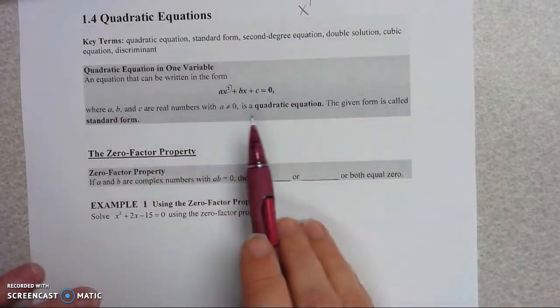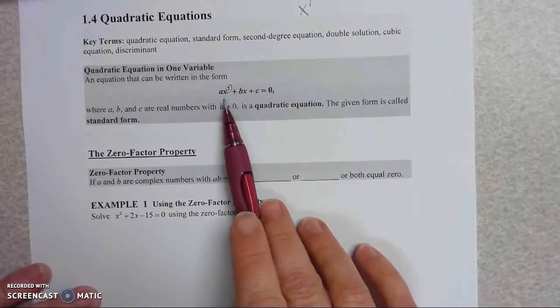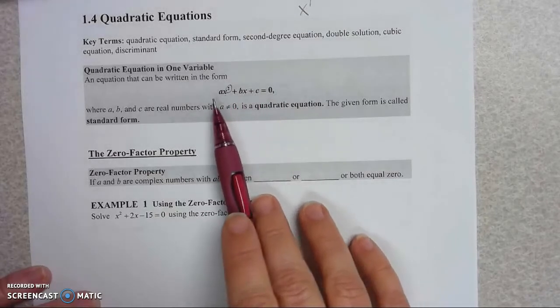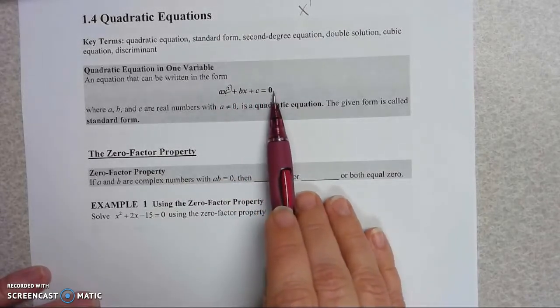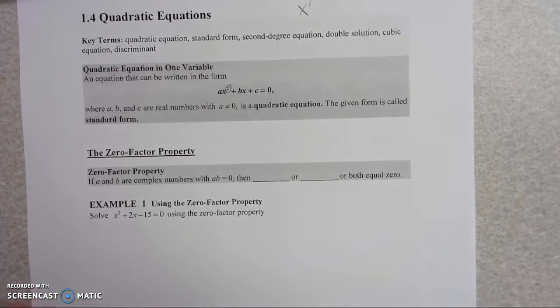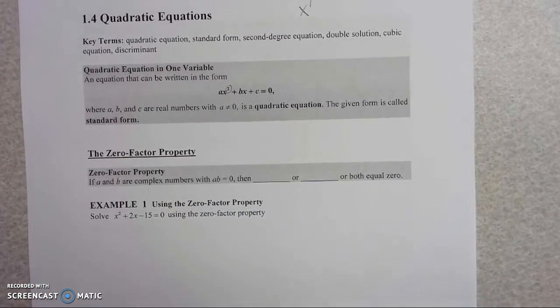Now when we get ready to solve these quadratic equations, that's the form they need to be written in, and notice it is everything on the left side equal to 0. Now there are a couple of methods we use to solve quadratic equations.